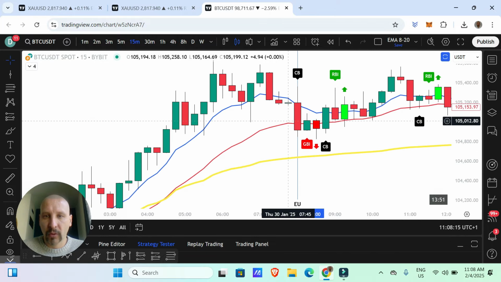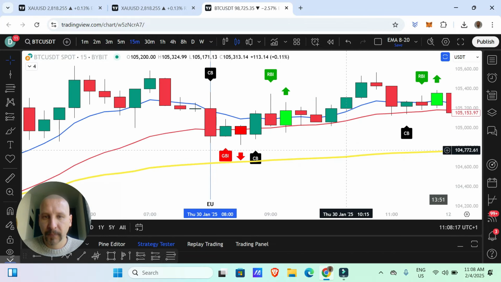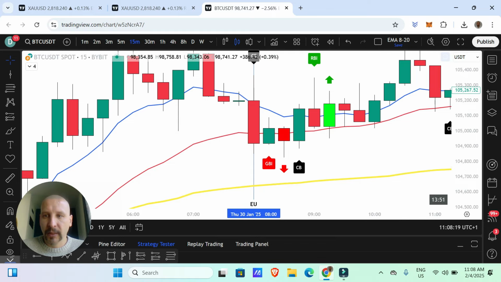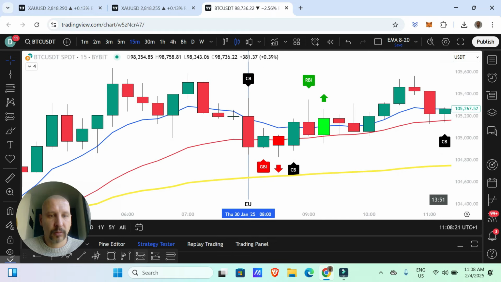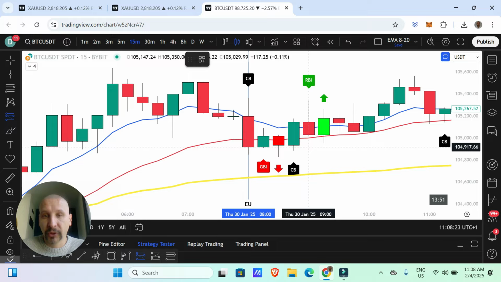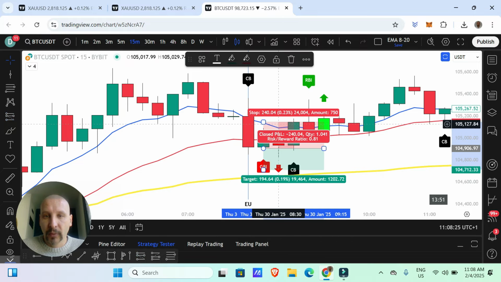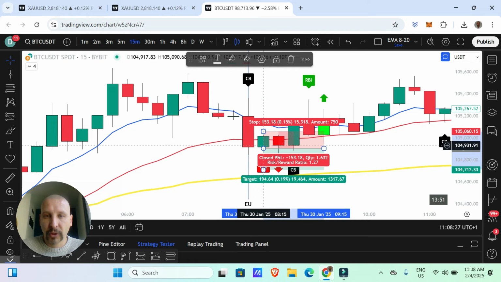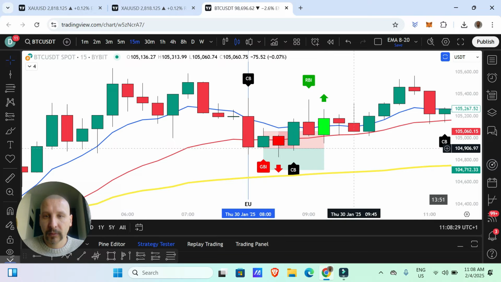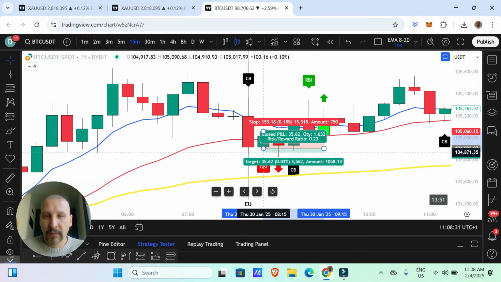We are here on Thursday. And this is another setup. We will take it because this is what we do. We take this, stop loss here, and we will have a loser here.